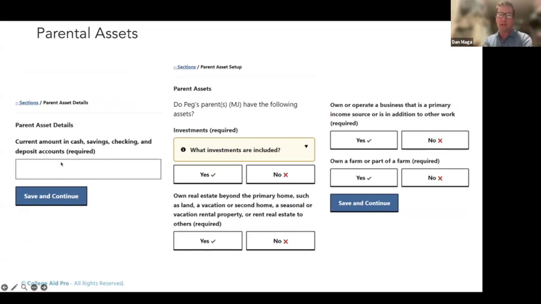You can see here, they're going to ask for your checking and savings account. They're going to ask for your investment account values. Keep in mind, this is non-retirement investment accounts. So in this section here, we are not including IRAs, 401ks, Roth IRAs, any sort of retirement accounts. It's also going to ask if you own property outside the home. If you do, you'll have to list all of those details. Same with a business, or if you own a farm.